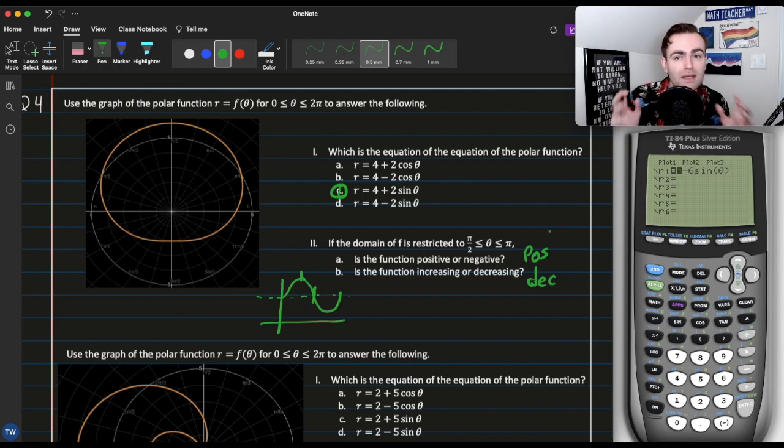Graph the function in rectangular form, just switching out the r's and the thetas for y's and x's, and that should give you a clear idea of what's going on.